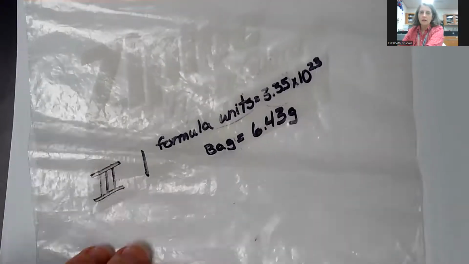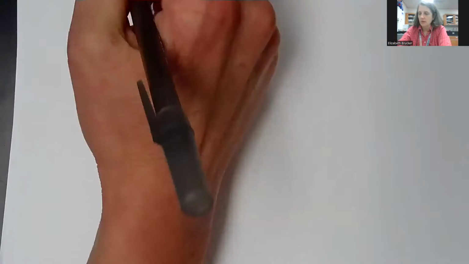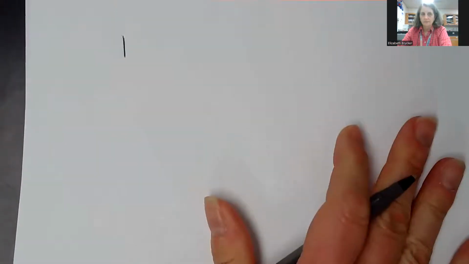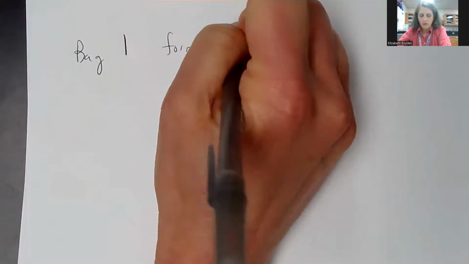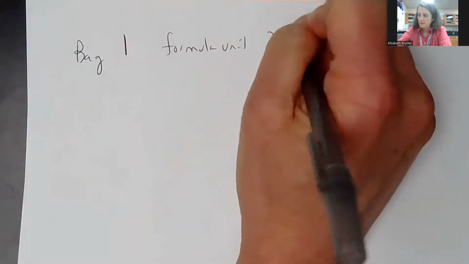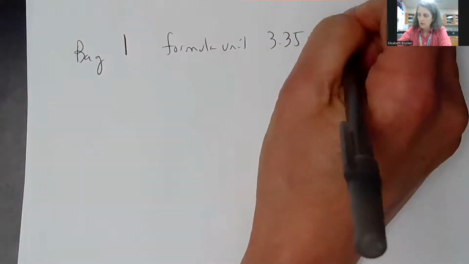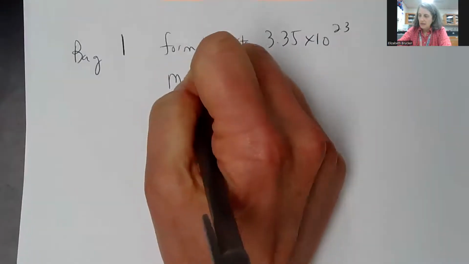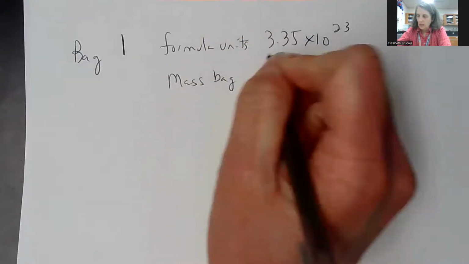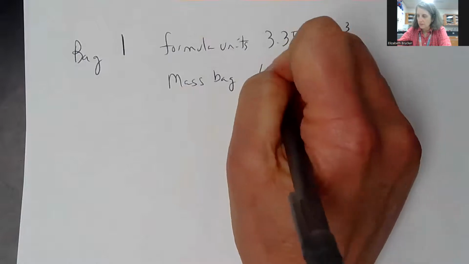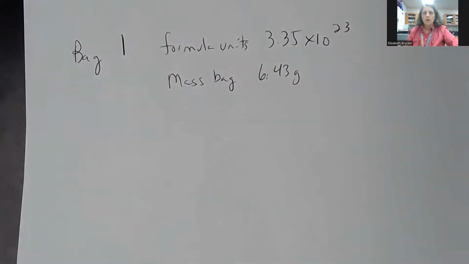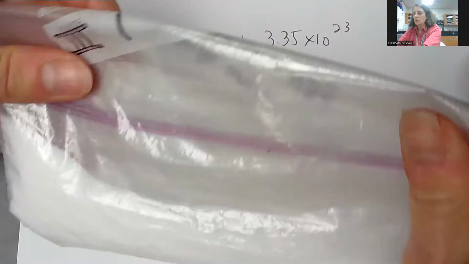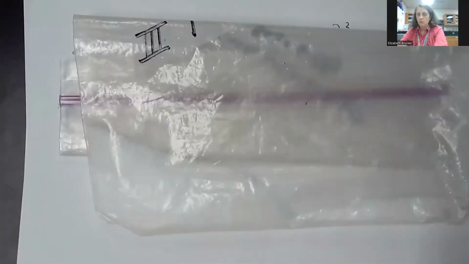So I'm going to write that all on a piece of paper here. So bag number 1. The formula units is 3.35 times 10 to the 23rd. And the mass of the bag itself is 6.43 grams. So you're going to take this bag and go to your balance and mass the whole thing.